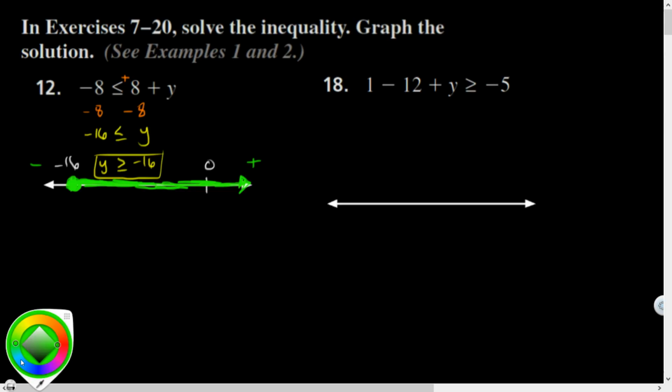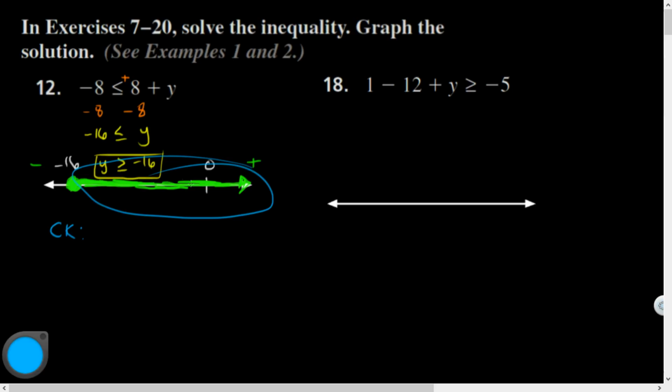By the way, we haven't done a check for a little while. Let me just show you a check. If I wanted to check whether or not I shaded in the correct direction, I could pick any point in this shaded region, which is the easiest number in these infinitely many points. Yeah, 0 is just awesome, right? 0 is the man, as they say sometimes. So let's plug in 0 and see if it works in the original problem.